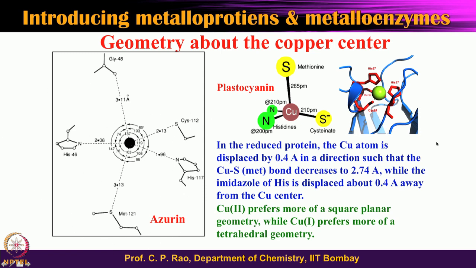All that I wanted to tell you is that the copper geometry in type 1 copper proteins is highly distorted, and during the electron transition, or electron redox properties, it goes from copper 2 to copper 1 very quickly, and the reorganization energy is not so high. So, therefore, it can easily reach the things.